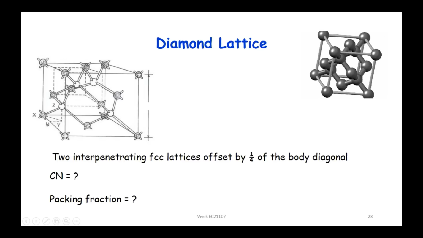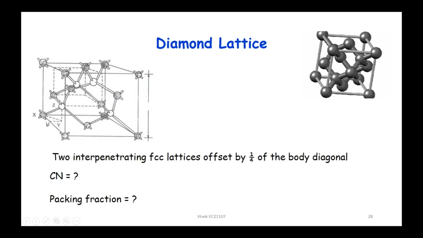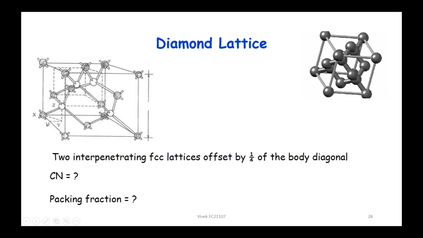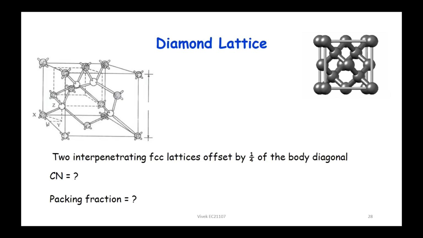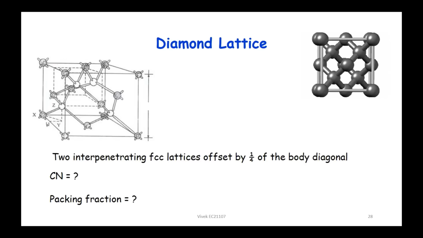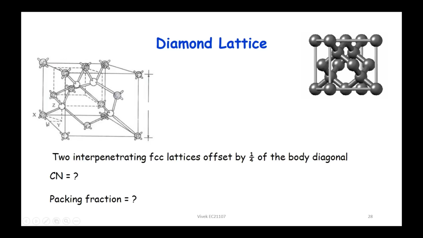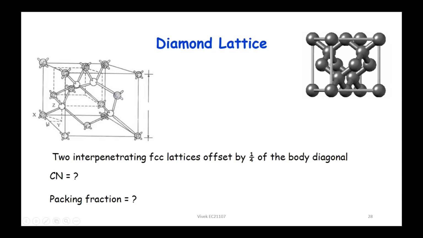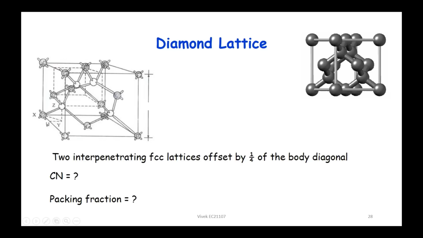So let us look at this picture. This is a cube, and let's say the edge of the cube is A. If you see at each corner of this cubic cell, there are atoms, right? So there are 8 corners and we have 8 atoms at the corners. Then there are atoms at each face. So there are 6 atoms at the faces.